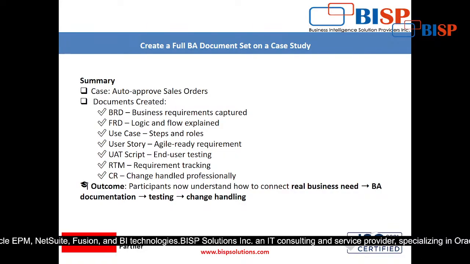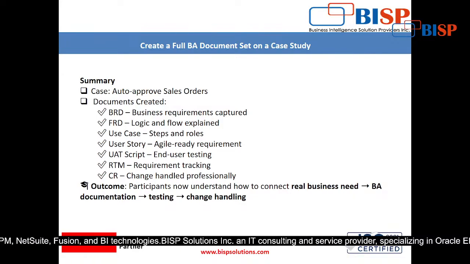Okay, and then the user story, agile ready requirement. Okay, so user story is something like this, and then UAT script, so end user testing. Now in this UAT script also, let me explain you the complete duration taken. Suppose we have not discussed so far the duration. See, BRD development is like a 1 or 2 days task. Okay, then you will send it for the approval, so it might take 1 or 2 days.